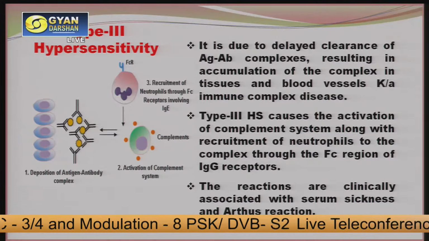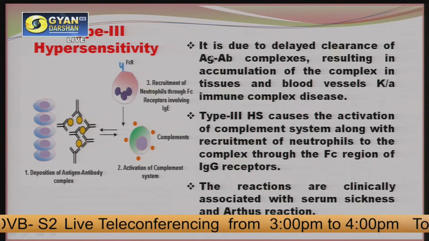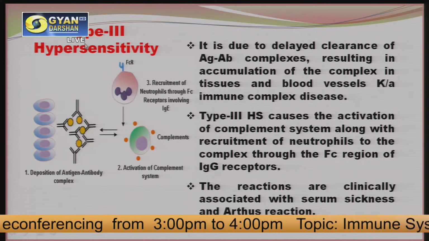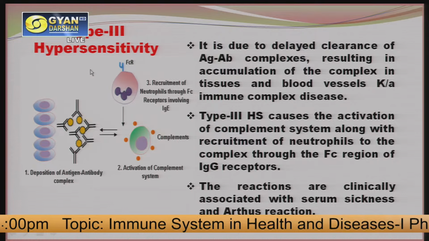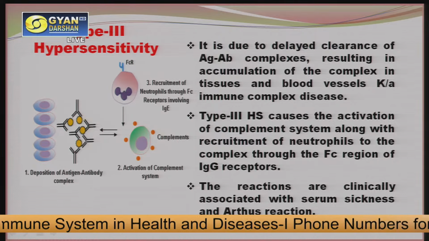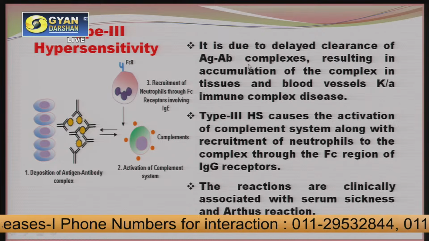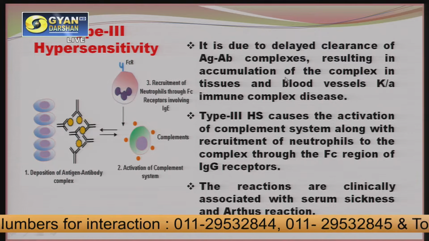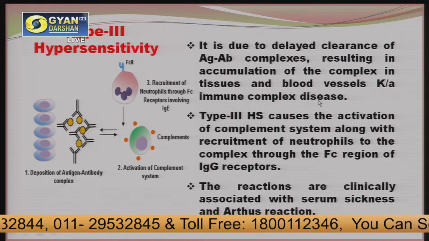Another type of hypersensitivity I want to discuss is hypersensitivity type 3. In this case, it is due to delayed clearance of the antigen-antibody complex. I have already discussed type 1, in which IgE is involved, and type 2, in which IgG and IgM are involved. In type 3, delayed clearance of the antigen-antibody complexes results in accumulation of the complexes in tissues and blood vessels, known as immune complexes.